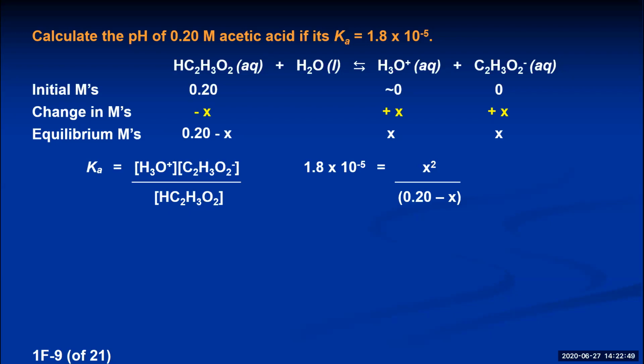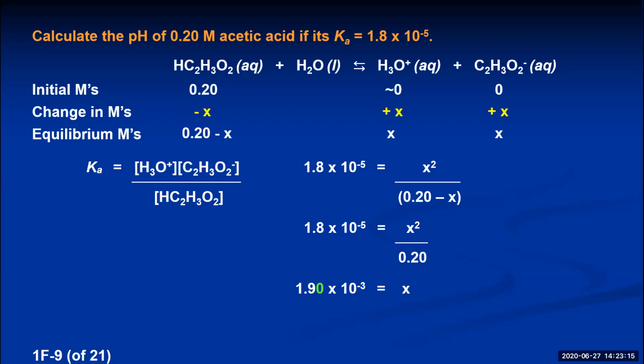And we're going to assume that x is so small that the denominator is probably going to be really close to just 0.20. I'm just going to assume the x in the denominator is 0. I'm going to solve this instead. And when I solve this expression by multiplying both sides by 0.20 and taking the square root, I get 1.9 times 10 to the minus third. Now, was that a good assumption? We're going to have to do a test.